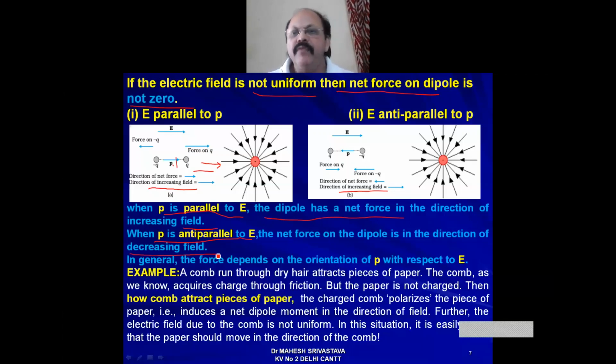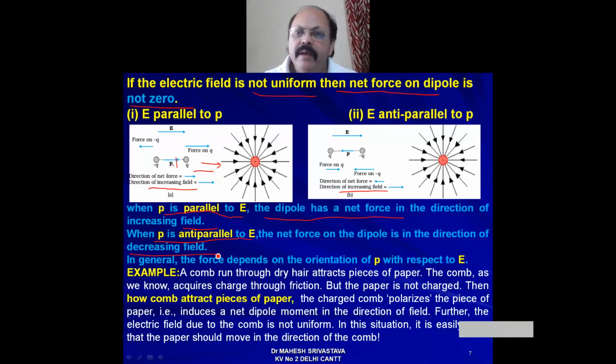So the net force on the electric dipole is in the direction of decreasing field. Now you understand it's a very interesting example. In my first video, I gave that example when a comb run through dry hair attracts pieces of paper.